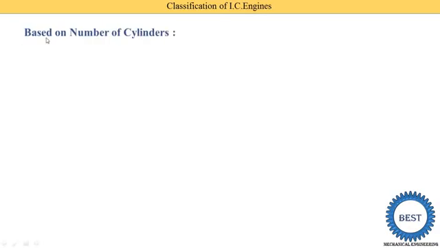Next classification is based on the number of cylinders, meaning how many cylinders are available. Single cylinder engine means only one cylinder is there, and one piston, crank and connecting rod are used. Then it is known as a single cylinder engine. Generally in a bike we use a single cylinder engine.